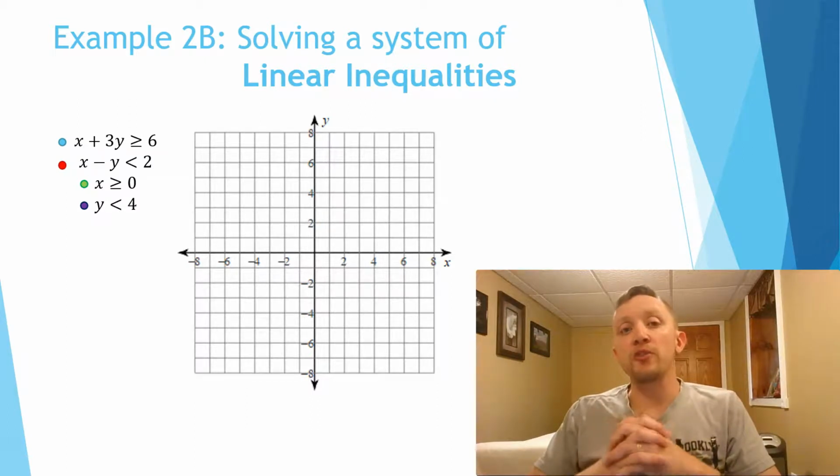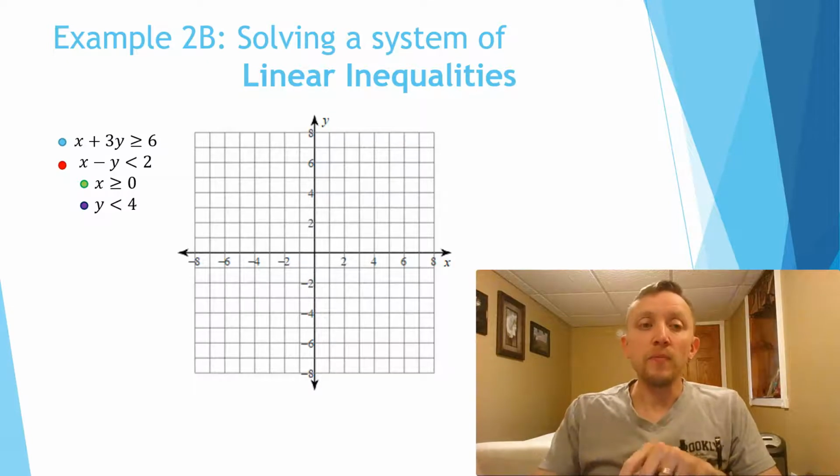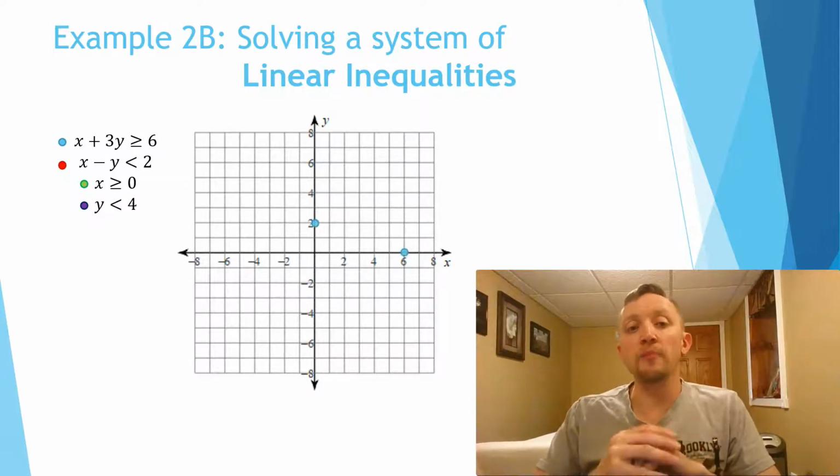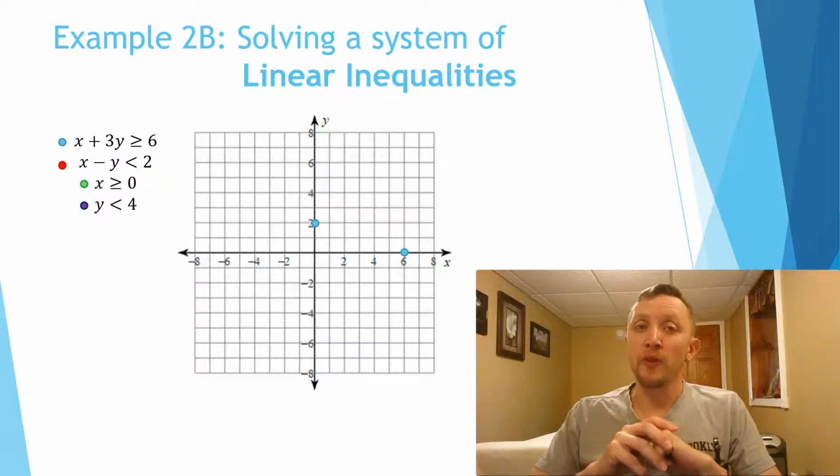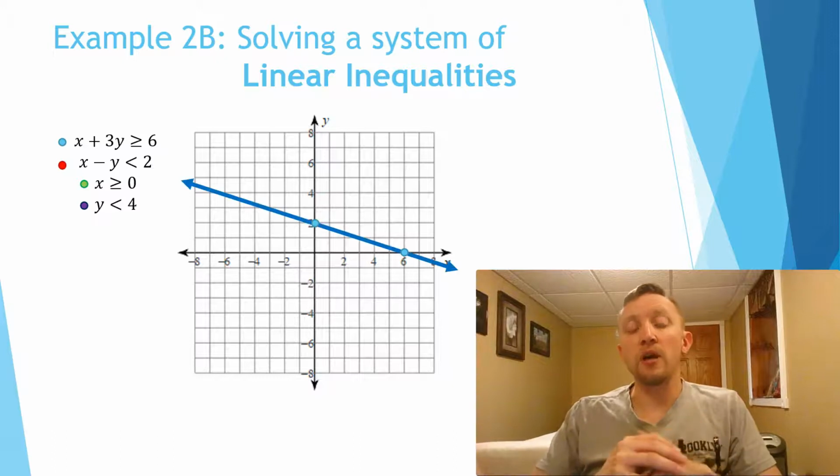So let's graph this first one in blue. Again, we're going to use a solid line here. I would find the x and y intercepts. The x-intercept would be at 6, the y-intercept would be at 2, because 6 divided by 3 would be 2. And then we would connect that with the solid line.